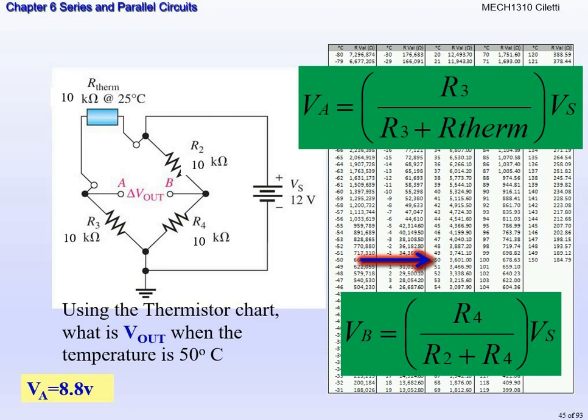Alright, we're going to work through a whole different example here. But VA is 8.8, VB is 6 volts, all right, and we find the difference between them, it's 2.8 volts. Okay, so V out in this scenario is 2.8 volts.